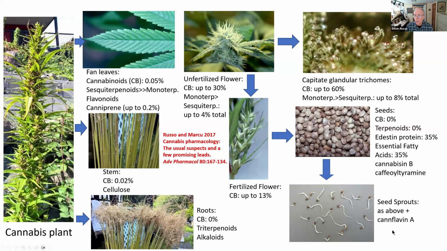The seed sprouts would have similar components, but after they've been grown a few days, they also produce cannflavins, flavones with very strong anti-inflammatory principles that we'll hear more about. And then the roots, again, no cannabinoids, but they produce triterpenoids. So these are 30 carbon compounds that you don't find elsewhere in the plant, and some alkaloids. For decades, alkaloids were sought in the flowers, but there are not any.